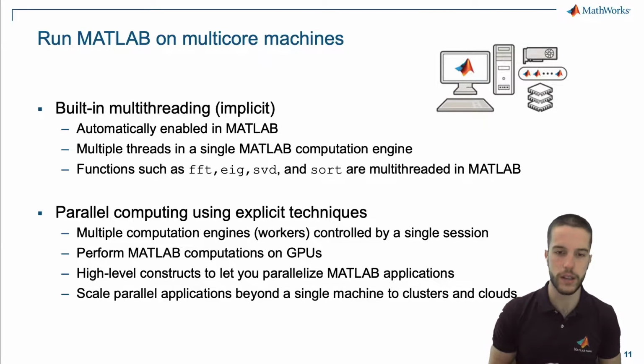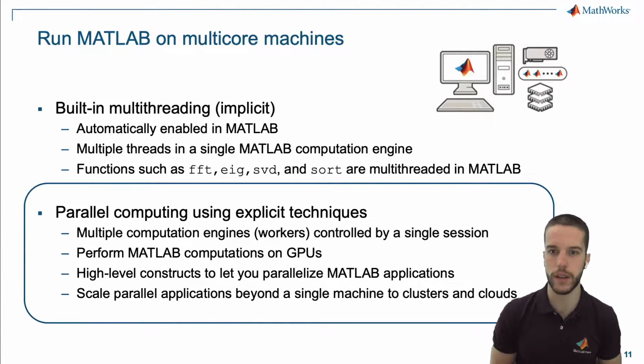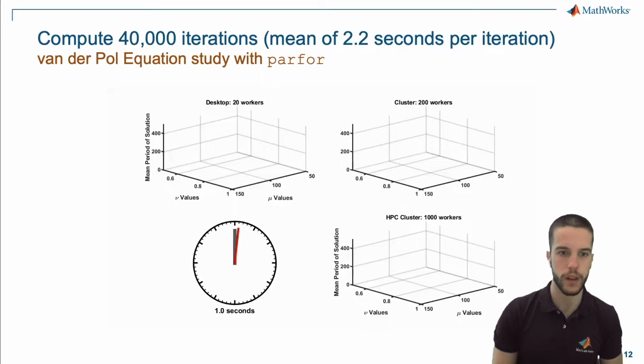What I mean is that with these specific functions, the user can specify the number of workers that he wants to work on a specific task, and decide, using the specific functions, how to parallelize the work in order to obtain the results that he prefers. This second part is the one that we want to focus on today, because it's the real parallel toolbox functionality. Here you can see a real example of 40,000 iterations of a Van der Pol equation.